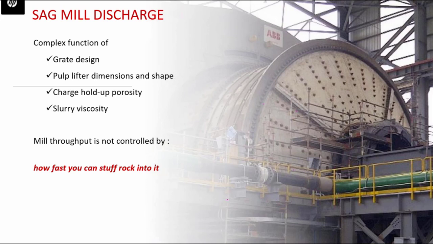Usually the operators try to put in more throughput and push the throughput into the SAG mill. This is not the most important thing. The most important is how fast you can pump the product out of the mill. If you don't get the right size of rocks according to the grate, you are not going to take the material out of the mill. So the grate has a very important impact on the throughput. For this, you have to have a good grate design, good pulp lifter dimensions and shape, and the right slurry viscosity.